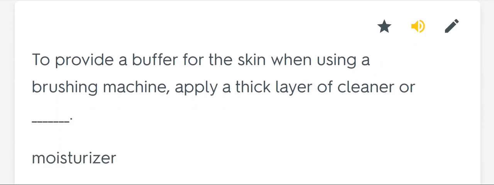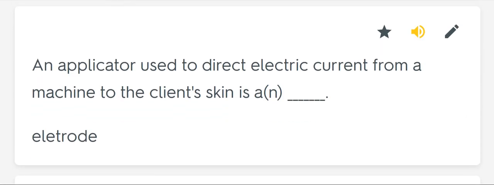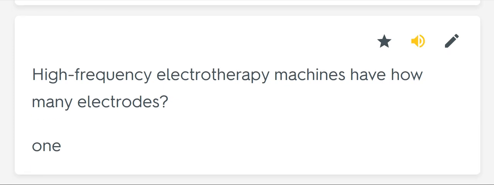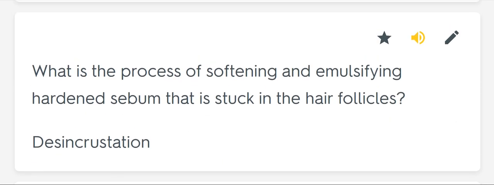To provide a buffer for the skin when using a brushing machine, apply a thick layer of cleanser or blank. Moisturizer. An applicator used to direct electric current from a machine to the client's skin is a blank. Electrode. High-frequency electrotherapy machines have how many electrodes? 1. What is the process of softening and emulsifying hardened sebum that is stuck in the hair follicles? Desincrustation.